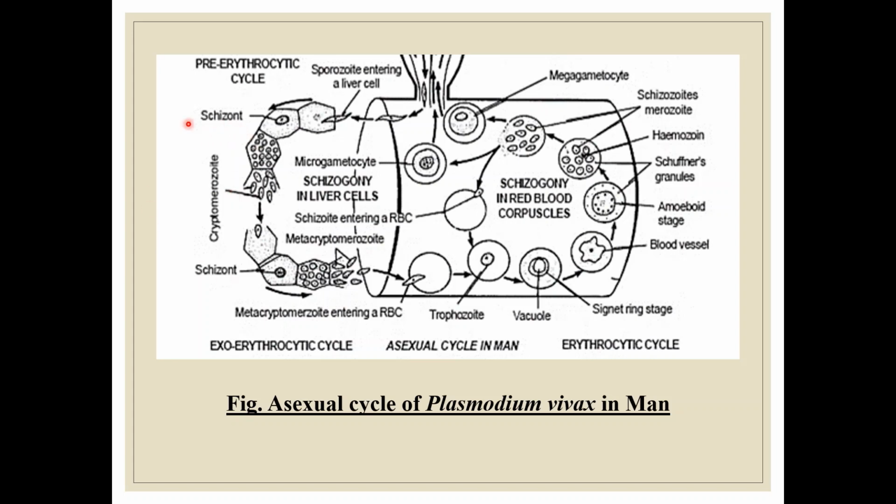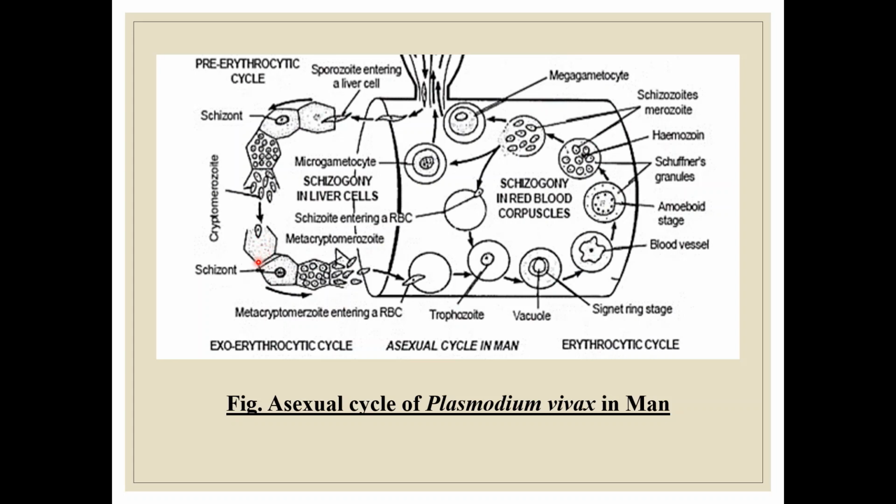Now this cryptomerozoite has two ways. One, it may enter the bloodstream and infect the red blood cell to carry on the erythrocytic cycle, or it may infect a fresh liver cell to carry on the exoerythrocytic cycle. So now we will discuss the exoerythrocytic cycle. This exoerythrocytic cycle begins when the cryptomerozoite of the pre-erythrocytic cycle infects a fresh liver cell.